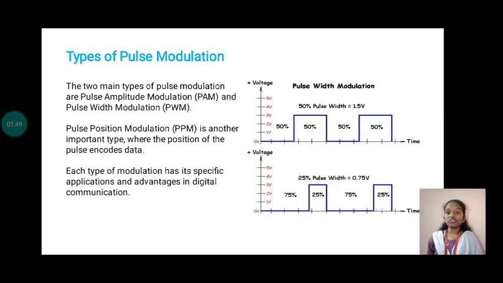Types of pulse modulation. Pulse modulation is divided into types: pulse amplitude modulation, pulse width modulation and pulse position modulation. Each type of modulation has specific applications and advantages in digital communication.